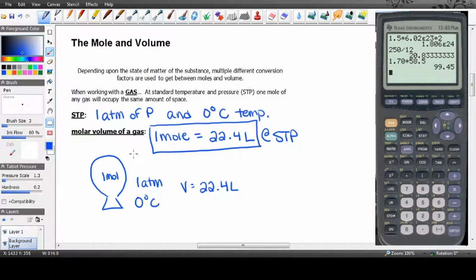If you were to cool it down, it would get smaller. And likewise, under different pressure conditions, the volume will change as well. So this is our conversion factor between volume of a gas and a mole, as long as we're at STP.